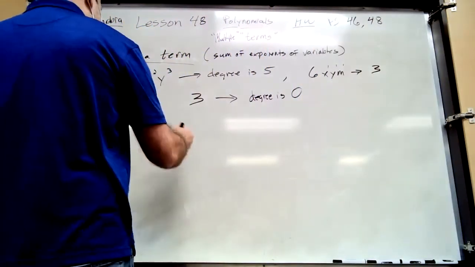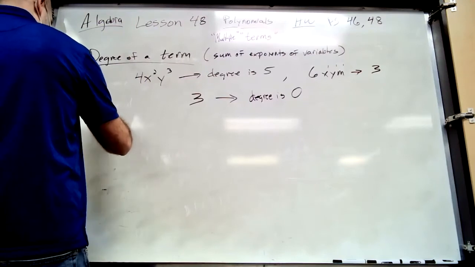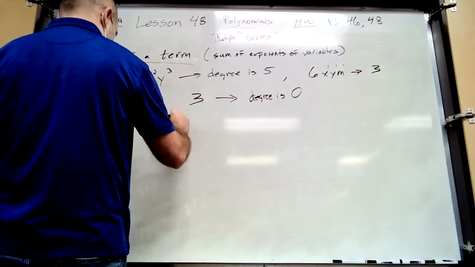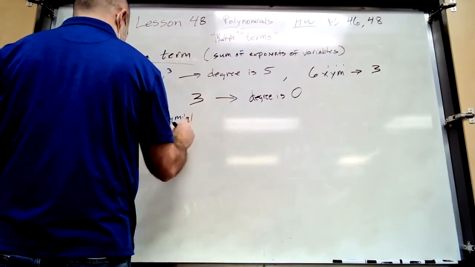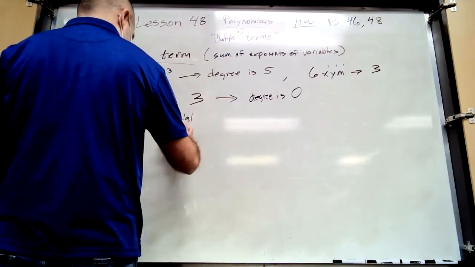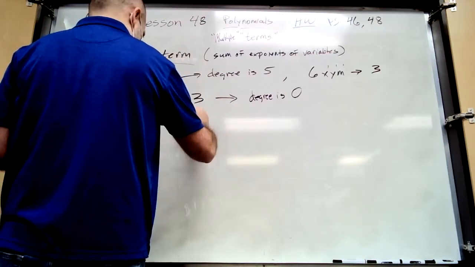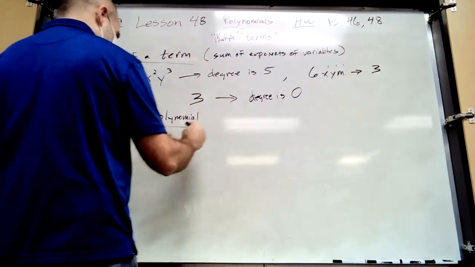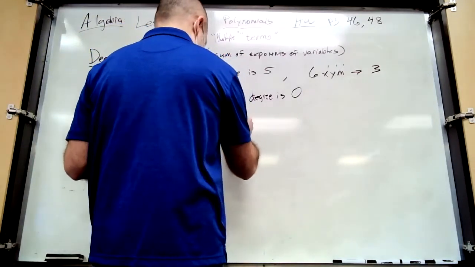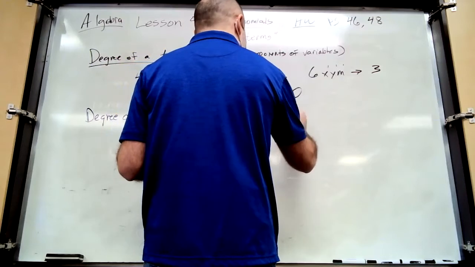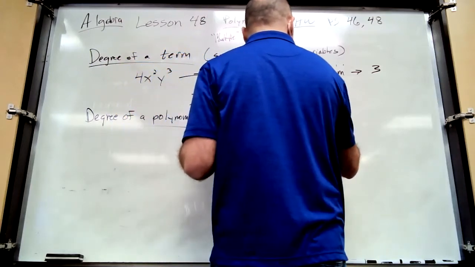Okay, so now the degree, this is the weird one. The degree of a polynomial, you would think, is just adding up the terms. The degree of a polynomial is the degree of the highest degree term.